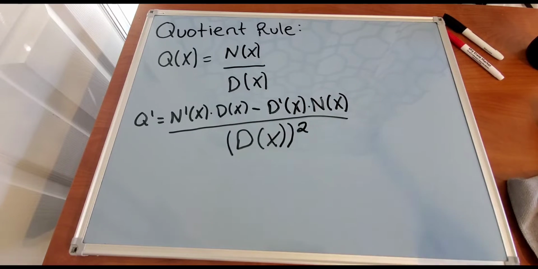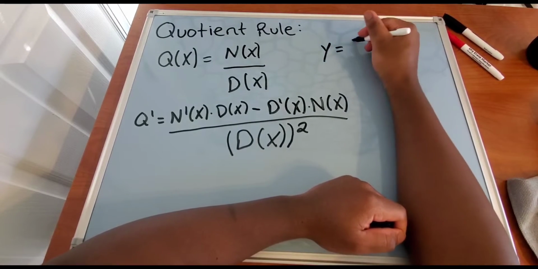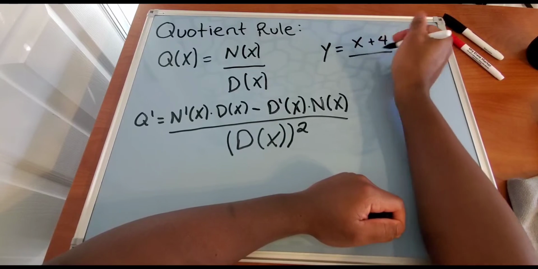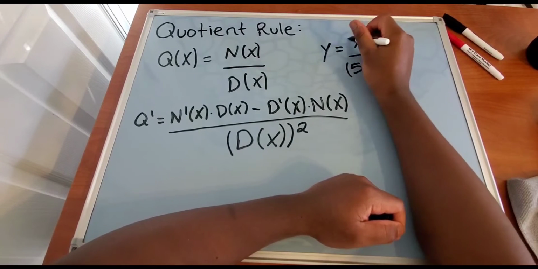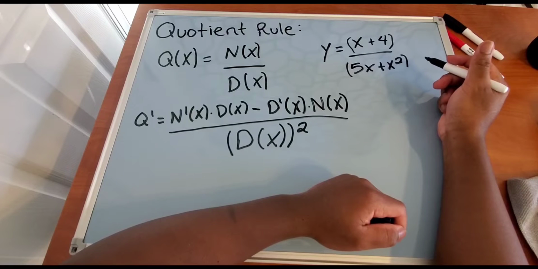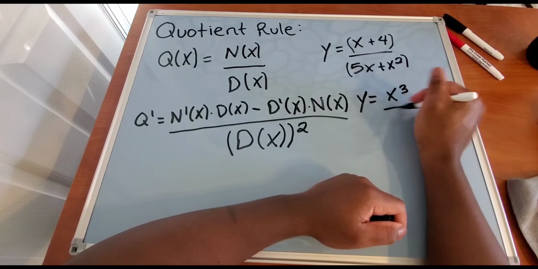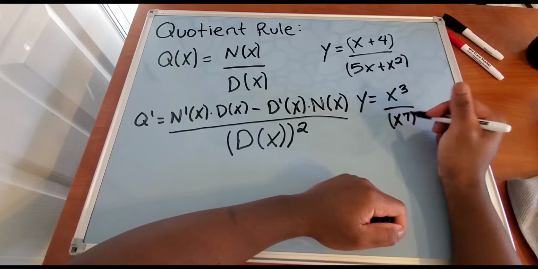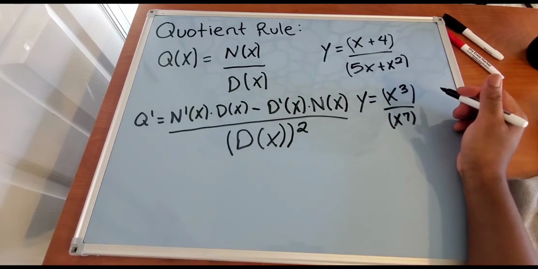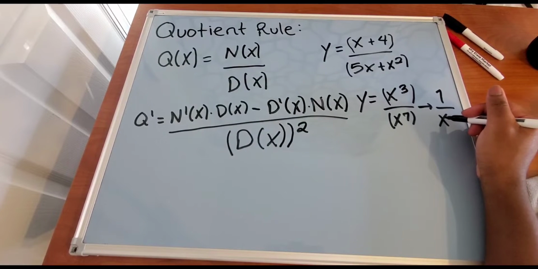So with that, we're actually going to go and identify different forms of the quotient rule. If you have something like x plus 4 over 5x plus x squared, when you're finding the derivative, you can use the quotient rule. If you have something like x to the third over x to the seventh, these are two separate functions. You can use the quotient rule, but it'd be easier to just divide it off and just say it's 1 over x to the fourth.